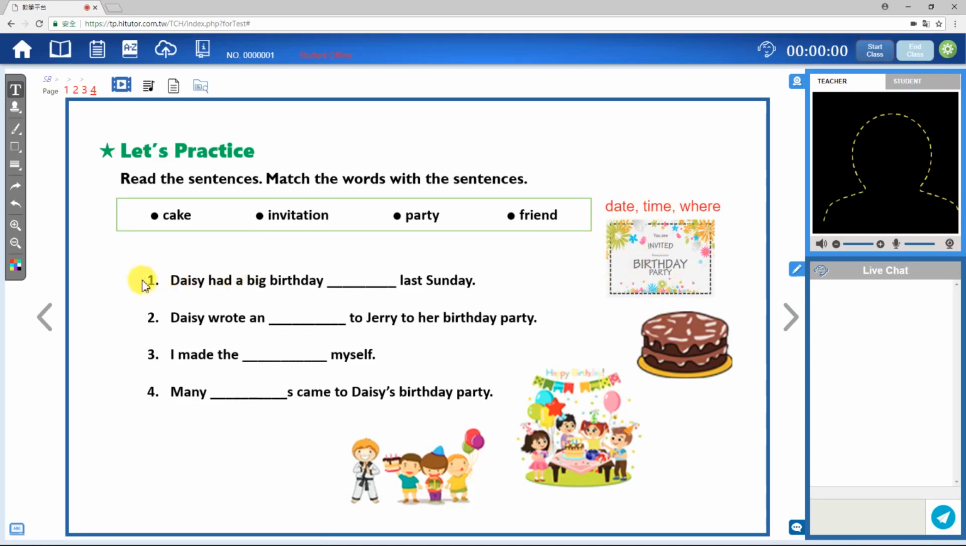Okay, so please read number 1. Party. Okay, number 2. It's okay. Let's move on to number 3 and we'll come back later, okay? Okay, number 3. Good job. Cake. Can you make a cake? Oh, you buy a cake? That's very smart. Okay, number 4.